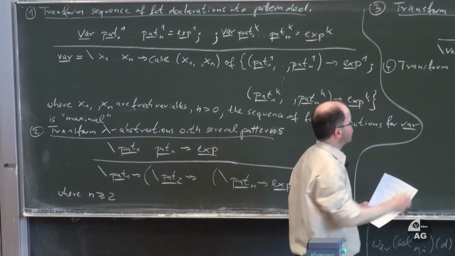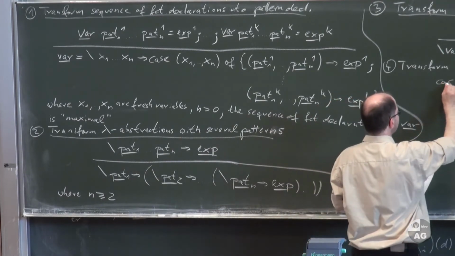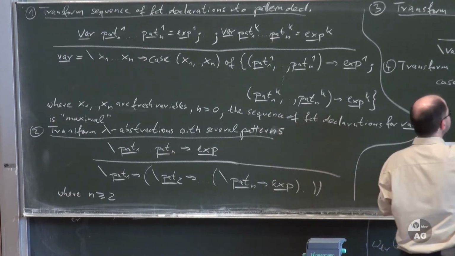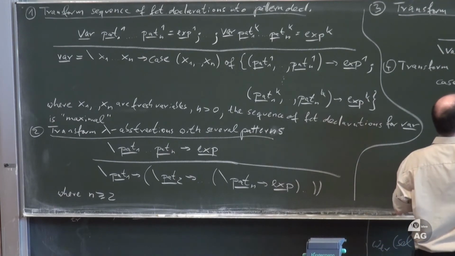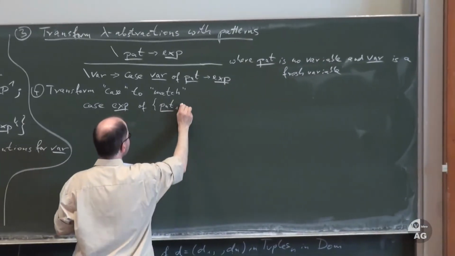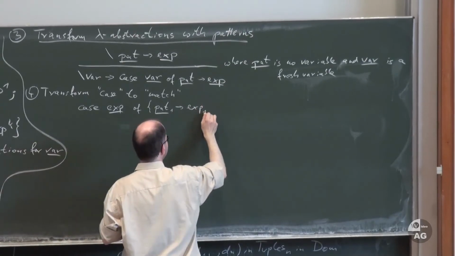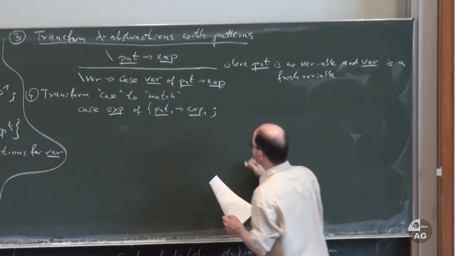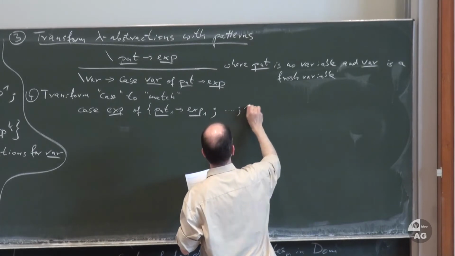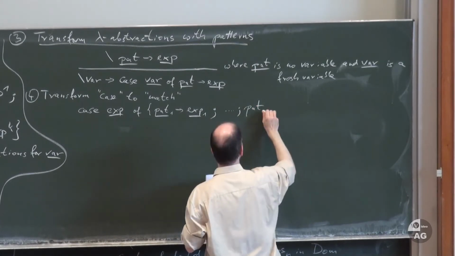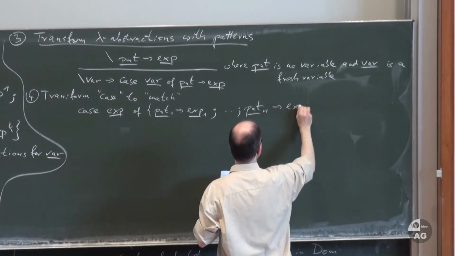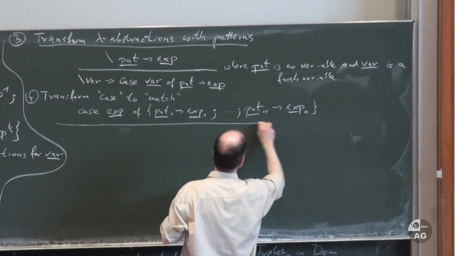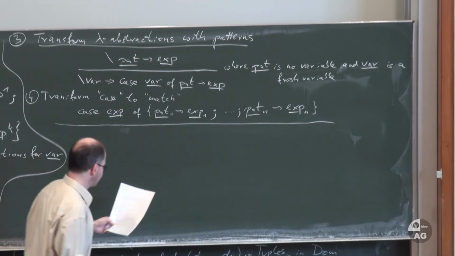So if I have a case expression like this, if this expression is matched by pattern 1, then the result is exp1. Otherwise, if it's matched by pattern 2, then the result is exp2. And finally, if this is matched by pattern n, then the result is expn. Instead of writing this, I could also write the following expression that uses match.